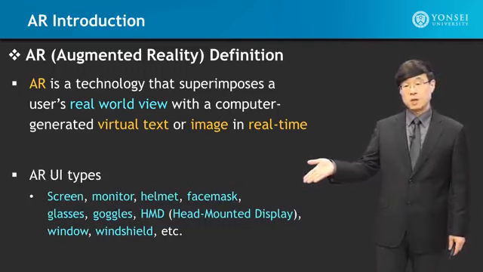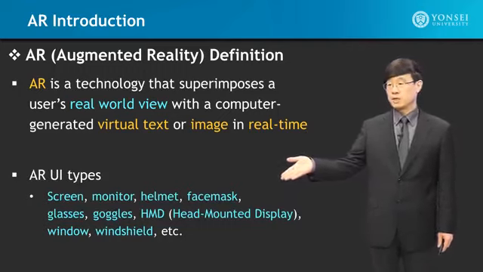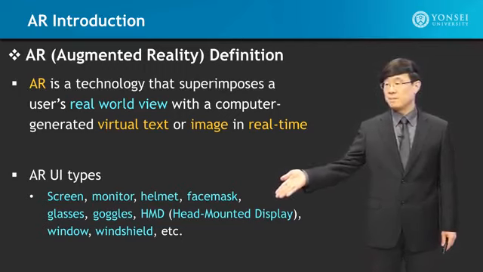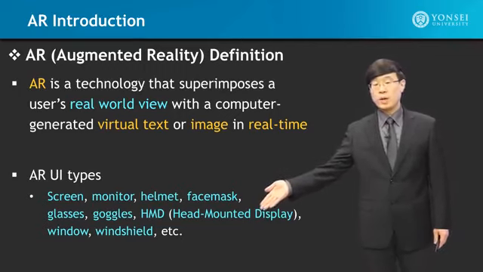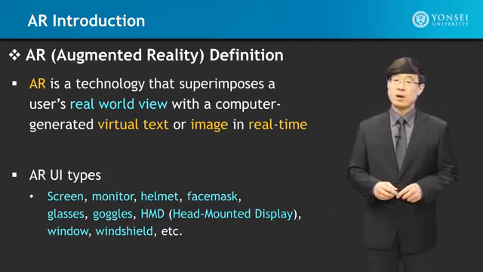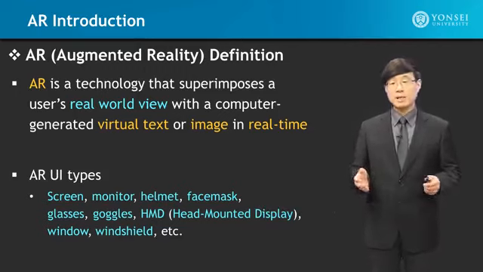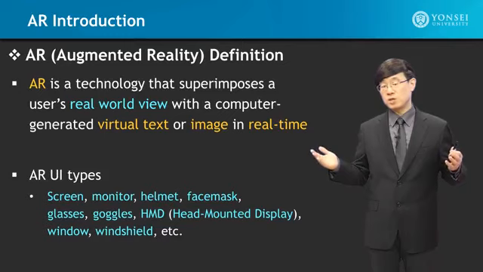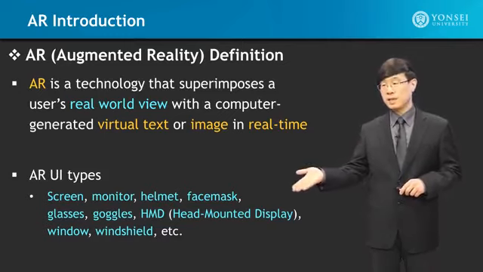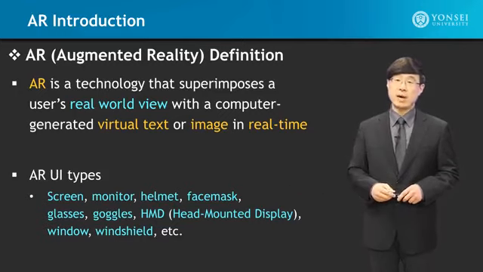The types of user interfaces that augmented reality will use will be a screen, a monitor, a helmet, a face mask, glasses, goggles, a head-mounted display, a window or like a car windshield, and there are various other surfaces. Practically speaking, any surface that you can use in a real-world view is basically one of the surfaces that can be used for augmented reality display.